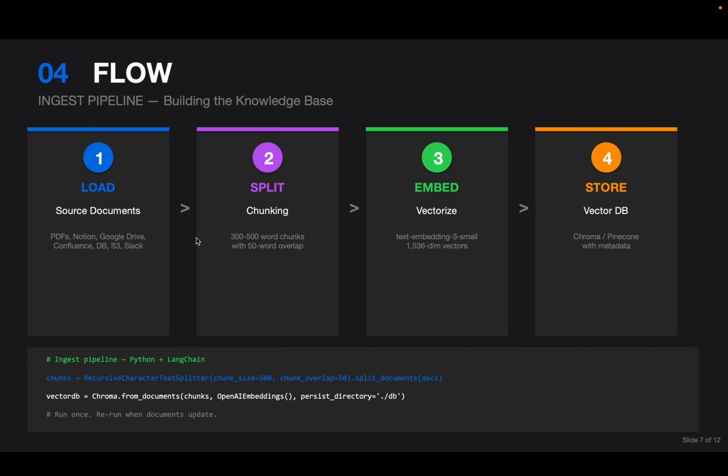Now let's talk about the ingest pipeline, building into databases. It's very simple, right? So load, split, embed, store. There are 4 steps. Load means PDF, Notion, Google Drive, you load. Then you split into 300 to 500 words chunks and 50 words overlap. Embed means text to embedding, then the store is the vector database. And then it's very simple, right? Like chunk.